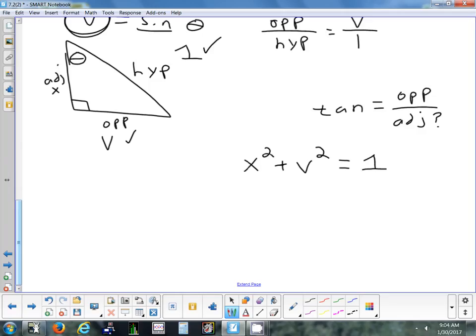Now we're going to get x by itself, just like we did before. x squared is 1 minus v squared. You might notice almost the same kind of thing happening here. So what's x? Square root of 1 minus v squared. You're going to see that happen all the time: the square root of 1 minus your letter squared. So put that in for x.